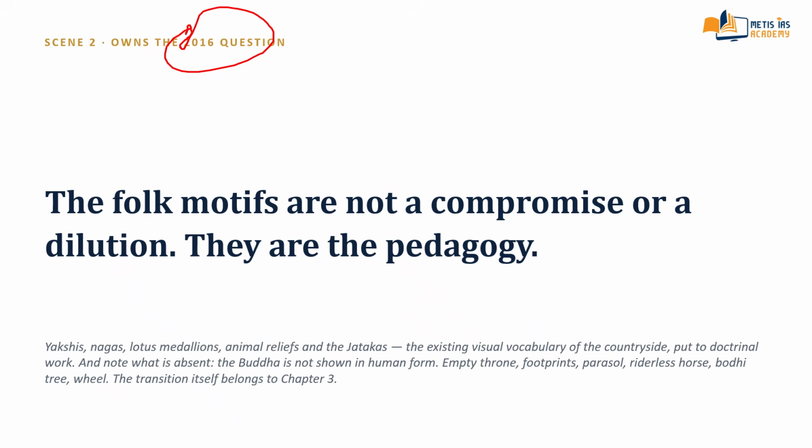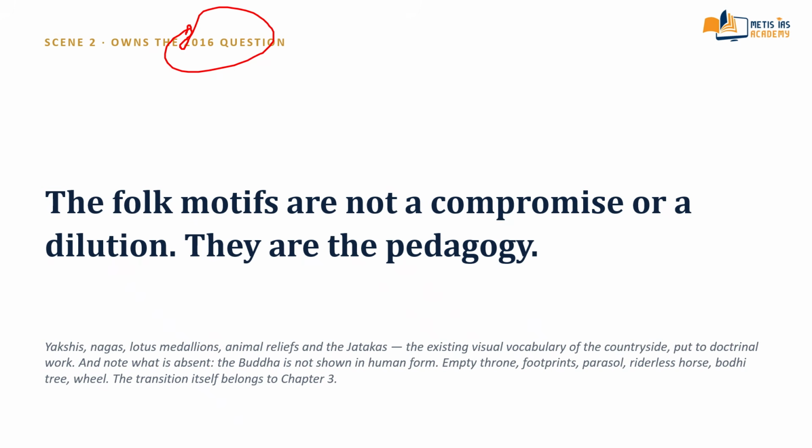And note what is absent from these panels at Bharhut and Sanchi: the Buddha himself is not shown in human form. Where he should stand, there is an empty throne, a pair of footprints, a parasol over nothing, a riderless horse leaving the palace, the Bodhi tree, the wheel. State that as a fact about what the reliefs show and move on. Why the figure appears later and what changed is chapter three's question, so start there in full. Now show the four ways it is put to Buddhist work.